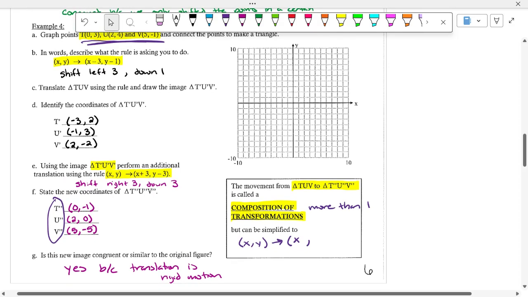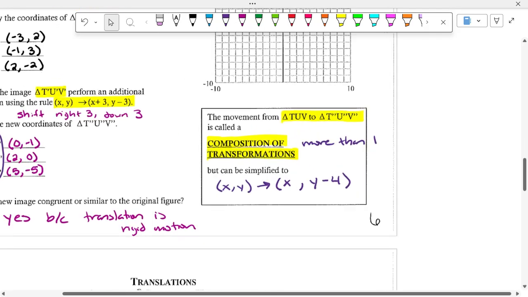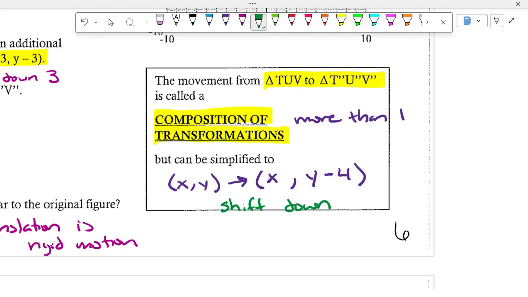I know it's small. Okay. How do I get from 3 to -1? You do what? -4. So that's our rule. That works for 2 to 2, 4 to 0, 5 to 5, -1 to -5. So in words, what would that translation be? Just shift down 4. So we did a whole hullabaloo of transformations just in reality to shift down 4.